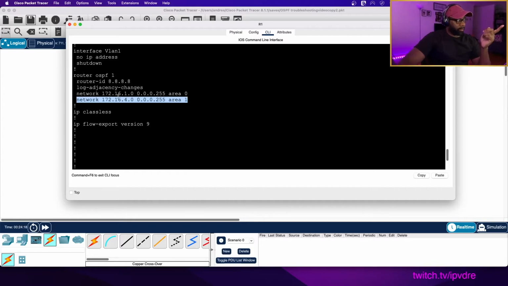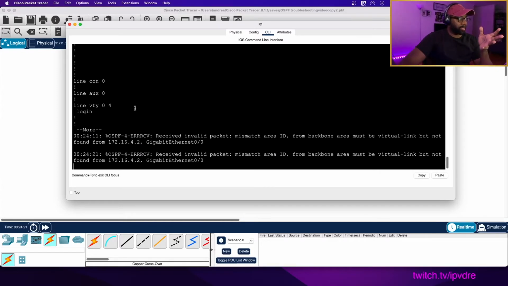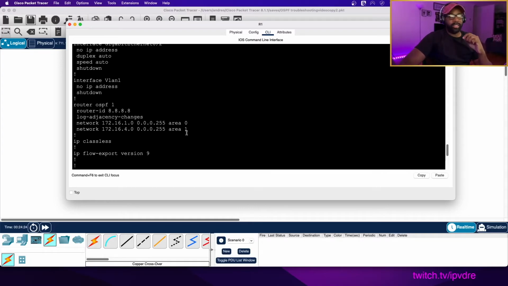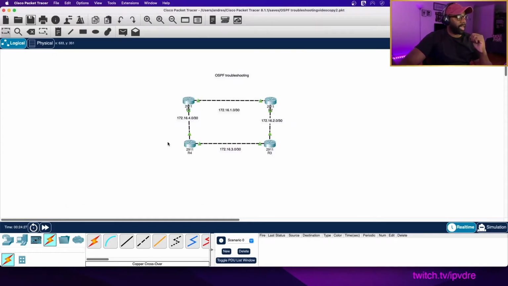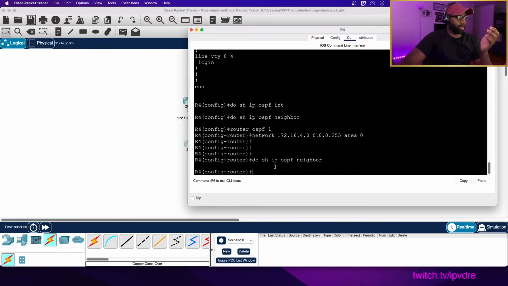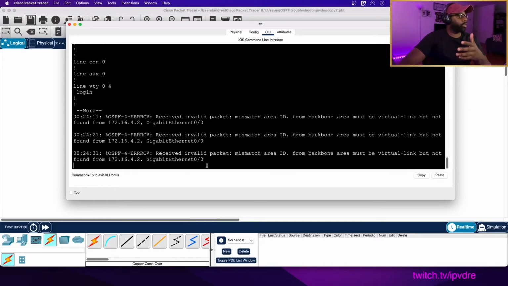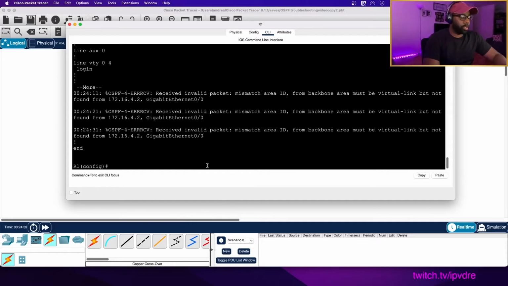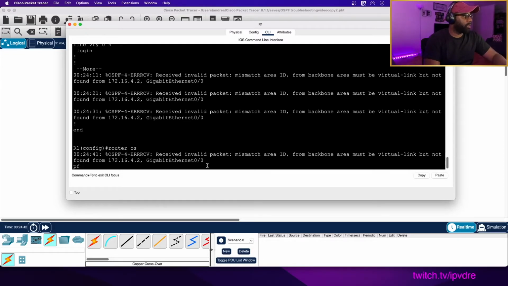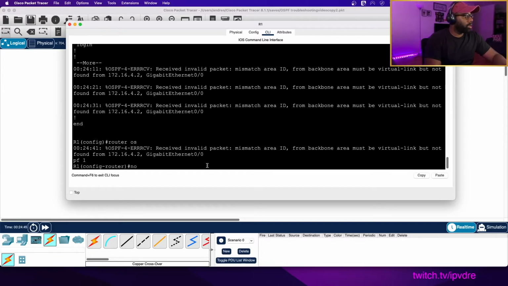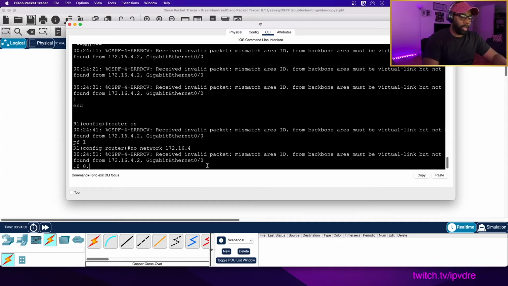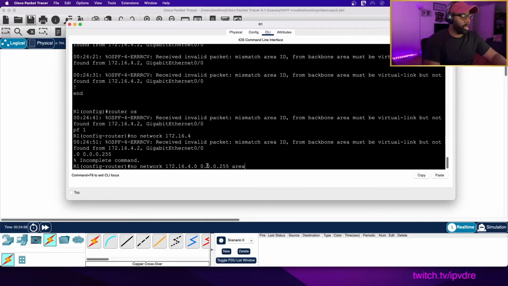This interface, whichever interface this is, is in area 1. We set it for area 1. They need to be in the same area or nothing's gonna come up like we saw here, right? We have this as area 0. So the problem is really over here because we're doing single area OSPF, right? So we're going to do router OSPF 1, no network 172.16.4.0 0.0.0.255, right? Oops. Area 1.